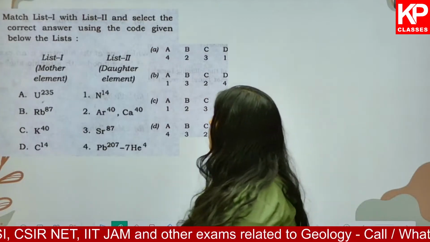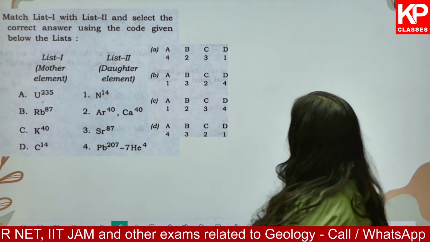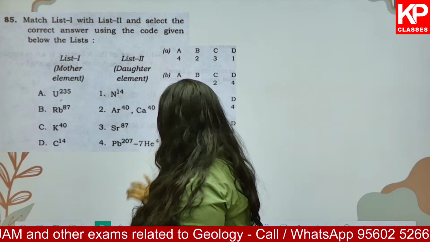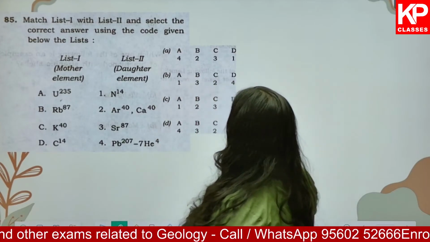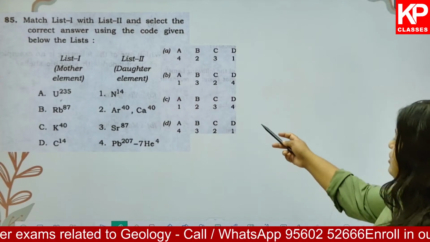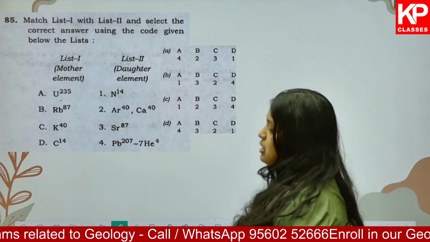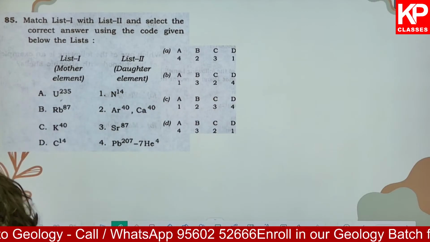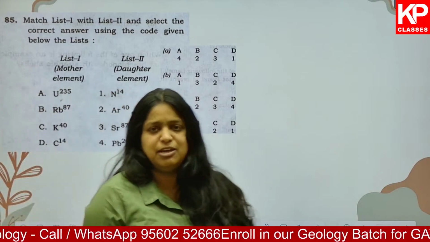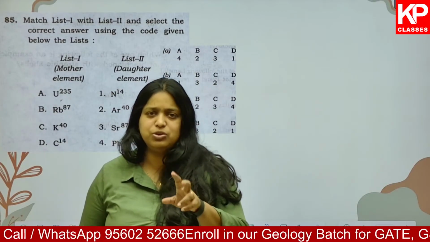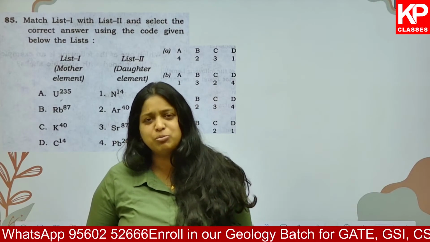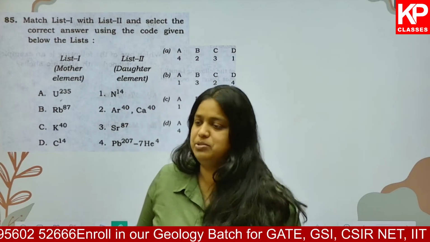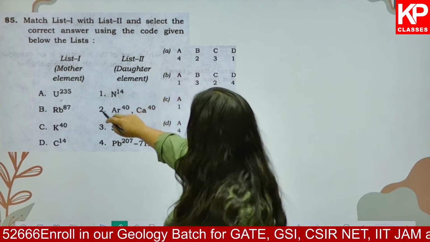Moving on to the next one: match list 1 with list 2 and select the correct answer using the code given below. Mother element and daughter element. This was one of the geochemistry questions in 2023. As I have mentioned in the last live, there will be only a maximum of 2 to 3 geochemistry questions. Geochemistry is not mentioned as a topic in the preliminary syllabus, but they do ask questions from geochemistry.